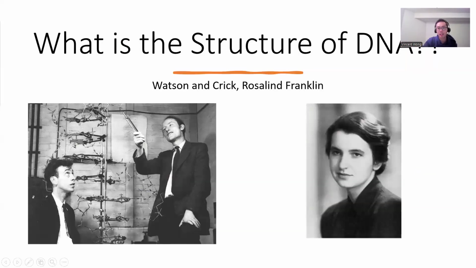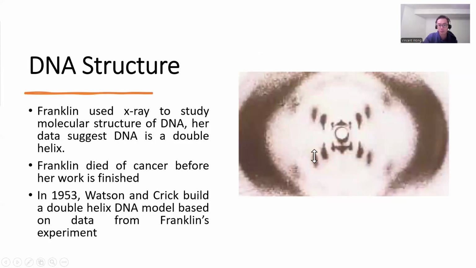The next thing they wanted to do is to determine the structure of DNA, and there were a few people who contributed to this. Rosalind Franklin used X-ray to study the structure of DNA, and this is one of the famous pictures from her data. When she looked at the data, she realized DNA is actually a double helix. So that's a single helix, and then you have another helix here. So that's a double helix. That's DNA right there.